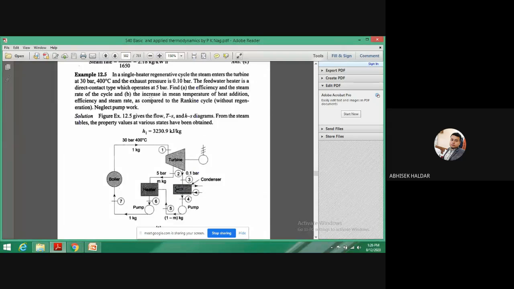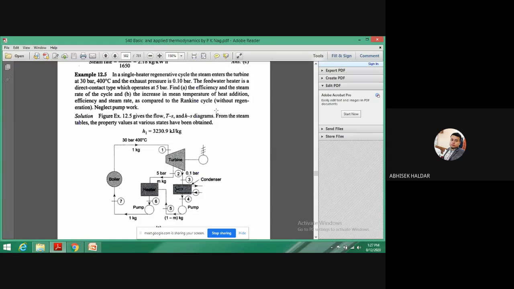Second part: the increase in mean temperature of heat addition, efficiency and steam rate as compared to the Rankine cycle. That means we have to compare this cycle with the case without regeneration. Without regeneration, what is the mean temperature of heat addition, and with regeneration, what is it? Which mean temperature of heat addition should be larger? With regeneration, that one should be larger.